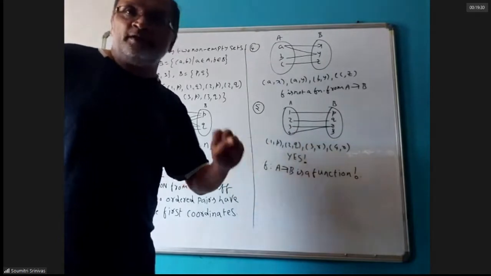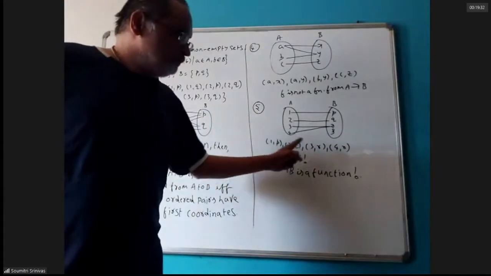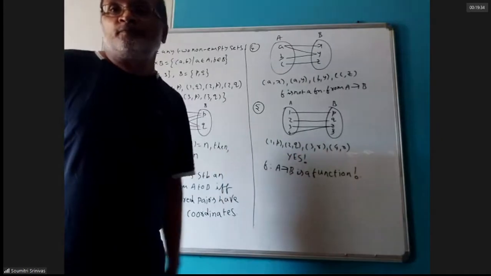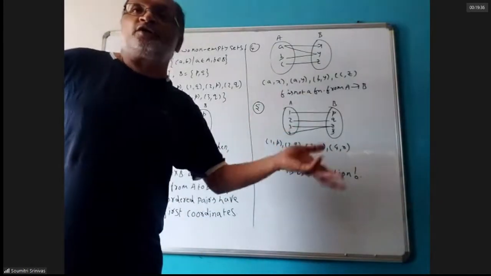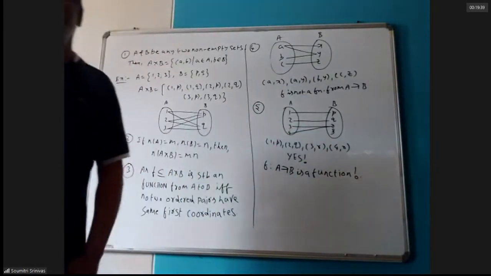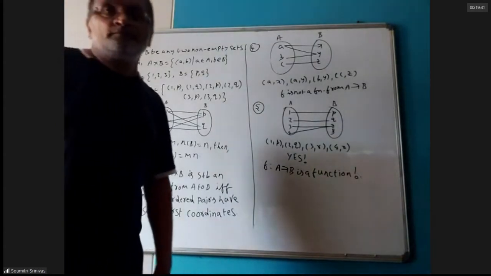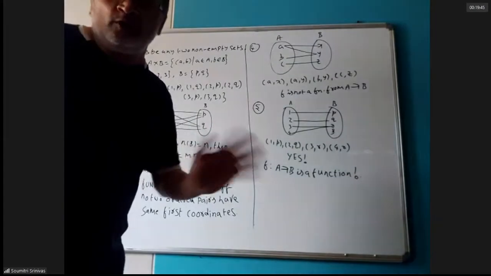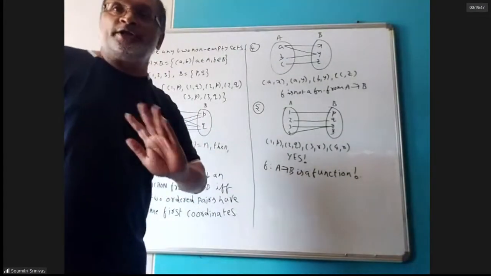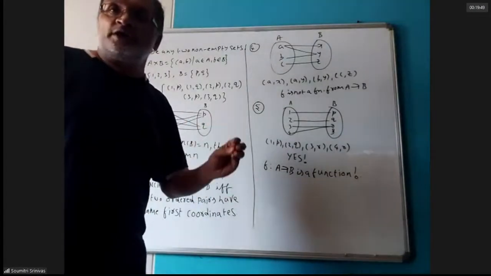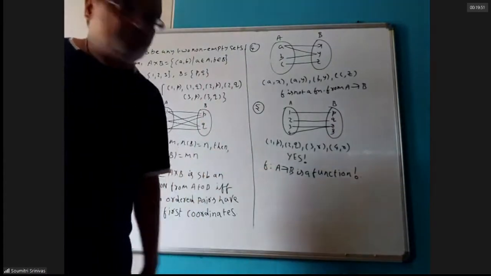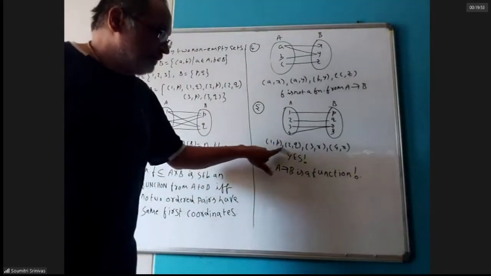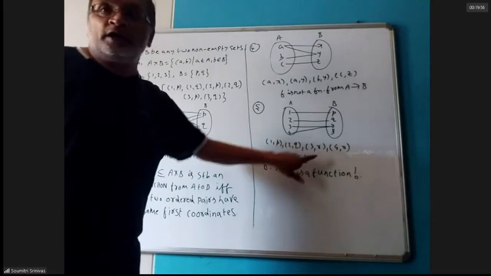What's the domain? 1, 2, 3, 4. Collection of second coordinates is called, some books use the word codomain. I generally avoid using the word codomain. I'll call it the range of f. What is the range? P, Q, R.